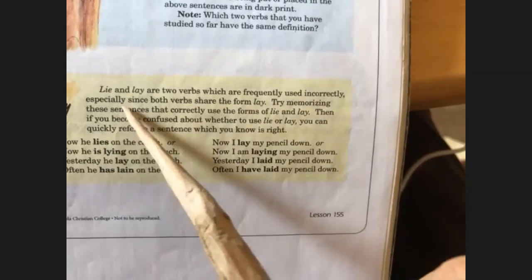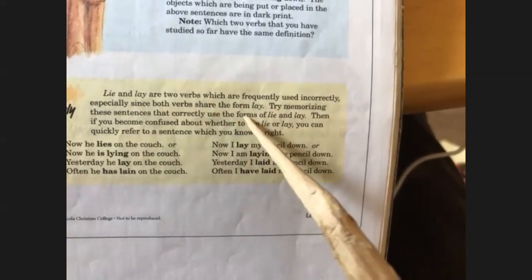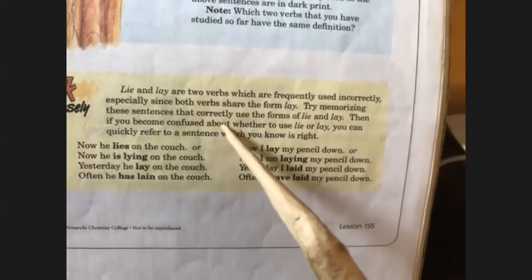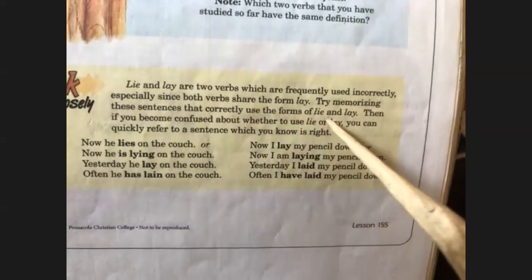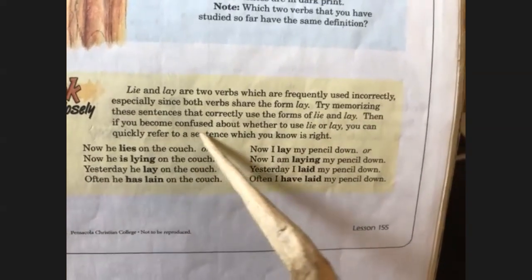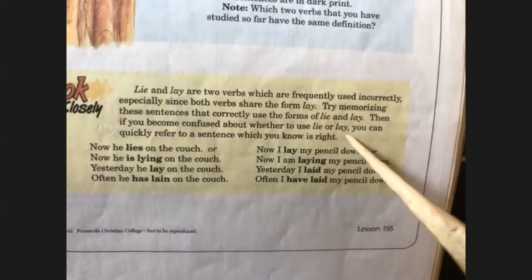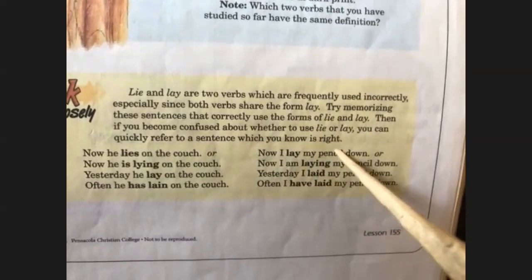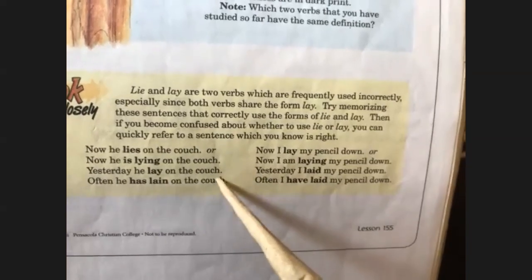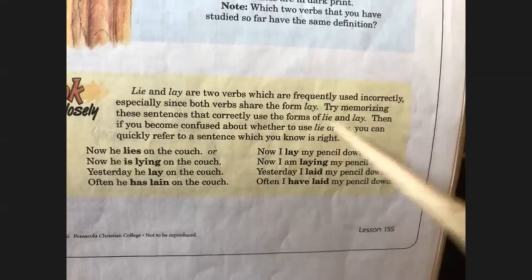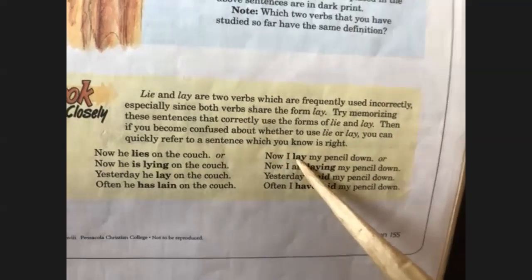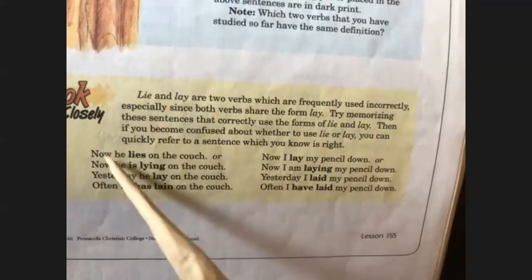Lie and lay are two forms which are frequently used incorrectly, especially since both verbs form the same form, lay. Try memorizing these sentences that correctly use the forms of lie and lay. Then if you become confused about whether to use lie or lay, you can quickly refer to a sentence which you know is right. So if you memorize a few sentences, you will know which one's right when you get to a confusing sentence by going back to one of these.